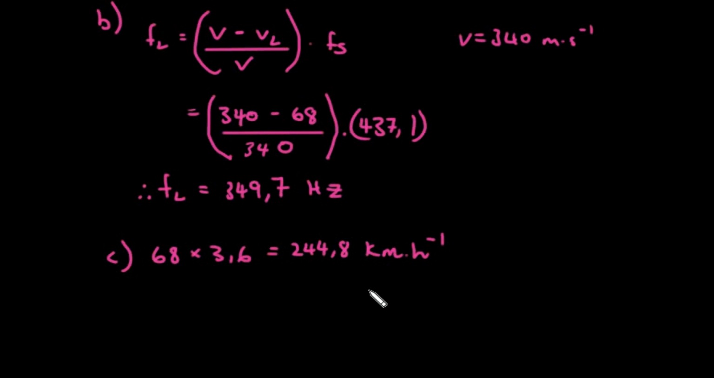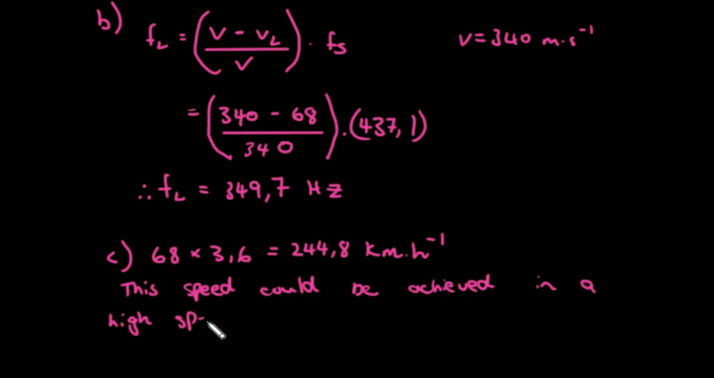A practical means of reaching 244.8 kilometers per hour is that this speed could only be achieved in a high-speed train or in a racing car. That's the only way Cecil could achieve this speed. Remember, the velocity of the listener was 68 meters per second, which we converted, so Cecil is basically traveling at 244.8 kilometers per hour.